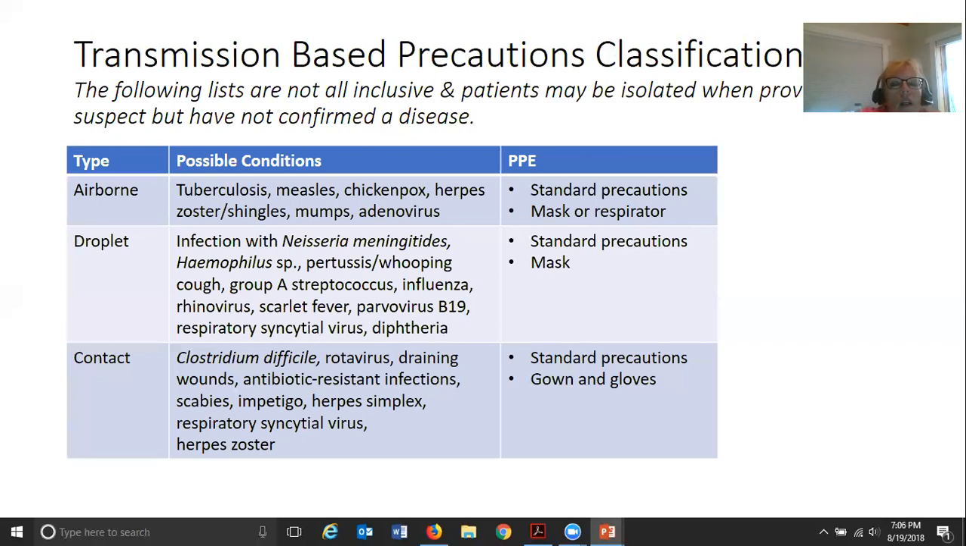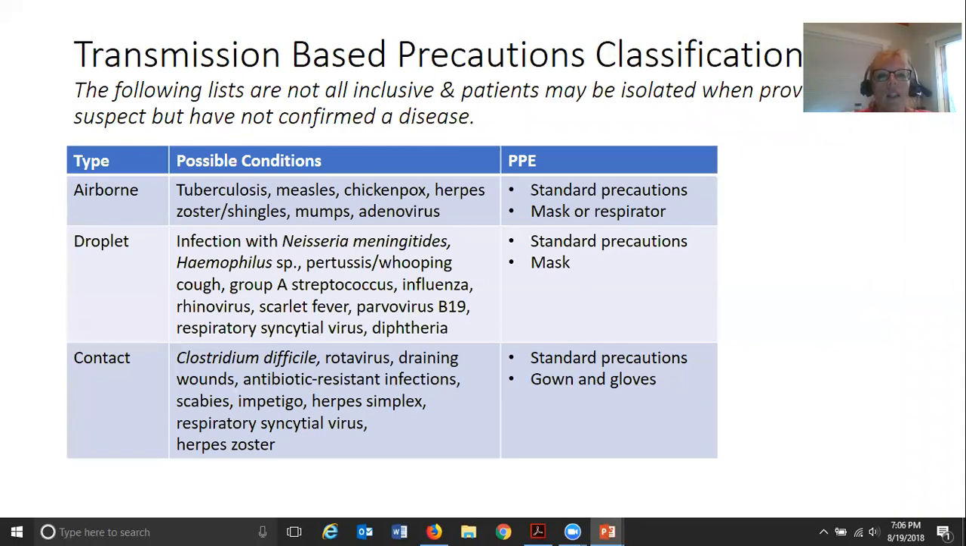So when we talk about airborne precautions, this means we don't want anything to get into our respiratory tract from that patient. So a patient may have tuberculosis, measles, chickenpox, herpes, shingles, mumps, and a virus. So we will be wearing masks and or respirators. We'll use standard precautions. Always with tuberculosis, they put those patients in a negative airflow room, so the air flows out of the room instead of into the hallway when you open the door. The air goes up and out. That way, the air is always moving away from whoever's in the room.